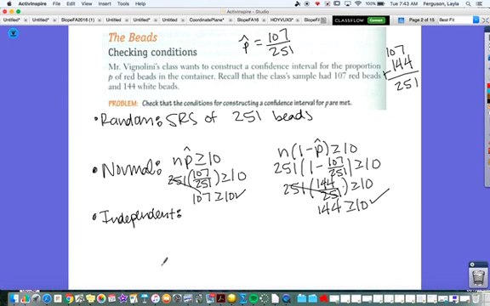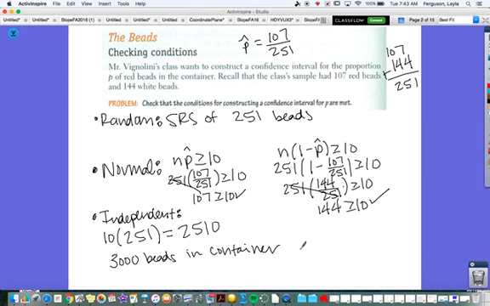Then we look at independent. Since the class sampled without replacement, they need to check the 10% condition. If we do 10 times the 251, we get 2,510, so we have to have at least 2,510 beads in the population. This example comes from something earlier in the book, which says the teacher reveals that there are actually 3,000 beads in the container. Because there are 3,000 beads and all we needed was 2,510, this condition is satisfied. So all three conditions are satisfied. Therefore, it's safe for the class to construct a confidence interval.